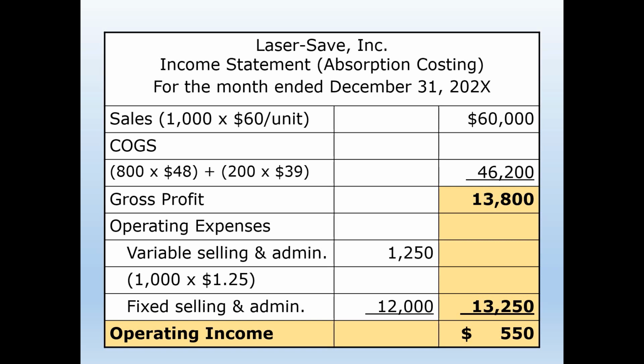Wow, that's a really small operating income. What happened? We're still selling 1,000 units. We're still selling those units for $60 each. Nothing has changed in our fixed costs per month or our variable costs per unit. Let's see if we can figure out why the company's operating income is so small in December.